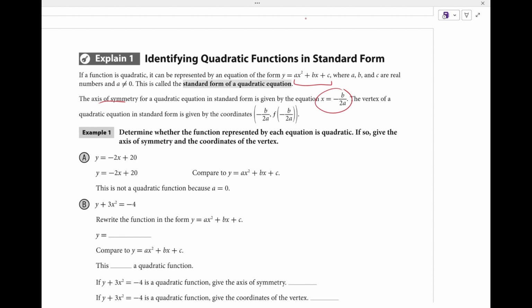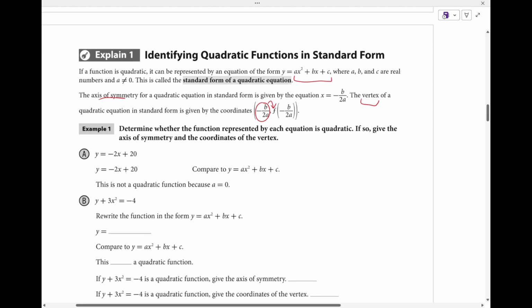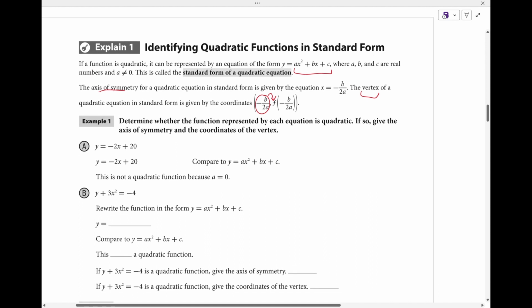It's going to be the line x equals negative b over 2a, where b and a come from that standard form. And also, you can actually find the vertex from the standard form. It just takes a little bit of calculating. Negative b over 2a is going to be your x value, and then f of negative b over 2a is your y value. In other words, first find your x value, negative b over 2a, then plug in that x value into your function or into your equation to get your y value. So we'll do a few examples of that.